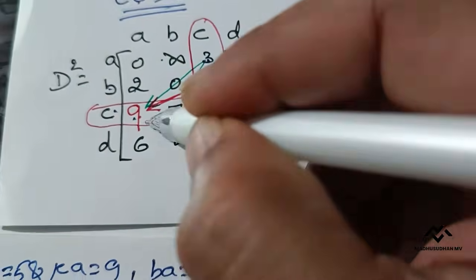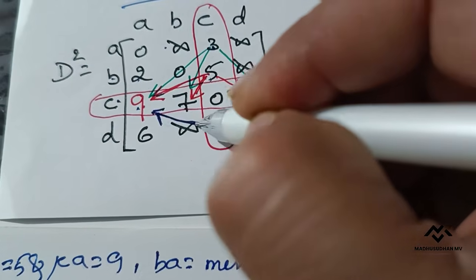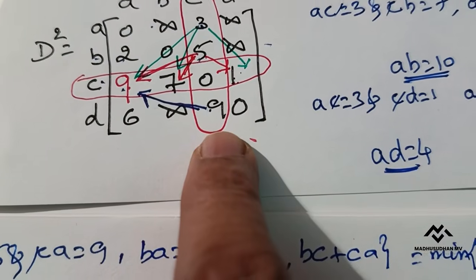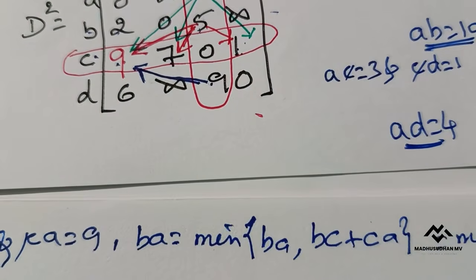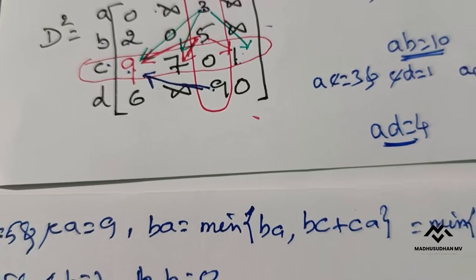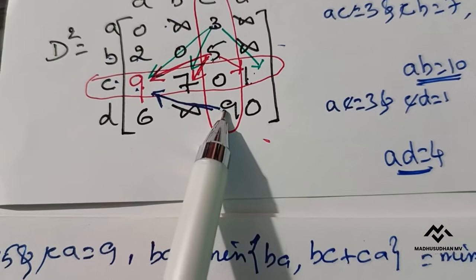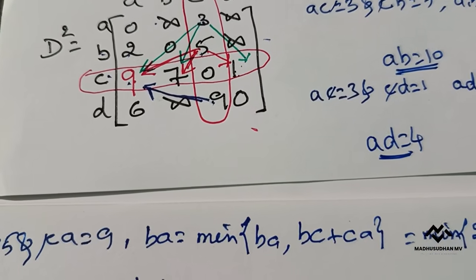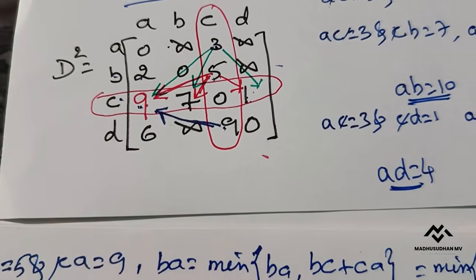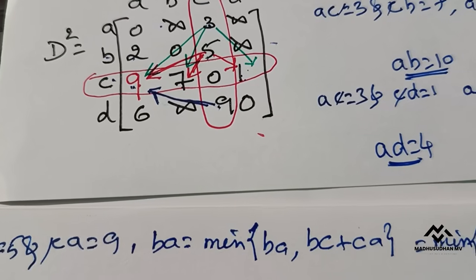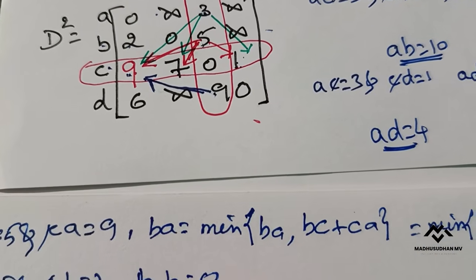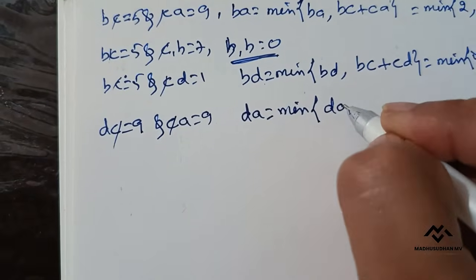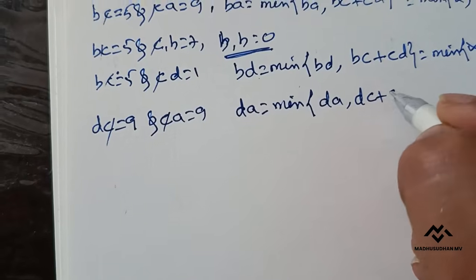Okay, now I need to compare this one. Now this column value, I need to compare with this row value. So the column value, this 9, is D to C. D to C is equal to 9, and this is C to A. C to A is equal to 9. So C gets cancelled. D to A is equal to minimum of DA comma DC plus CA.